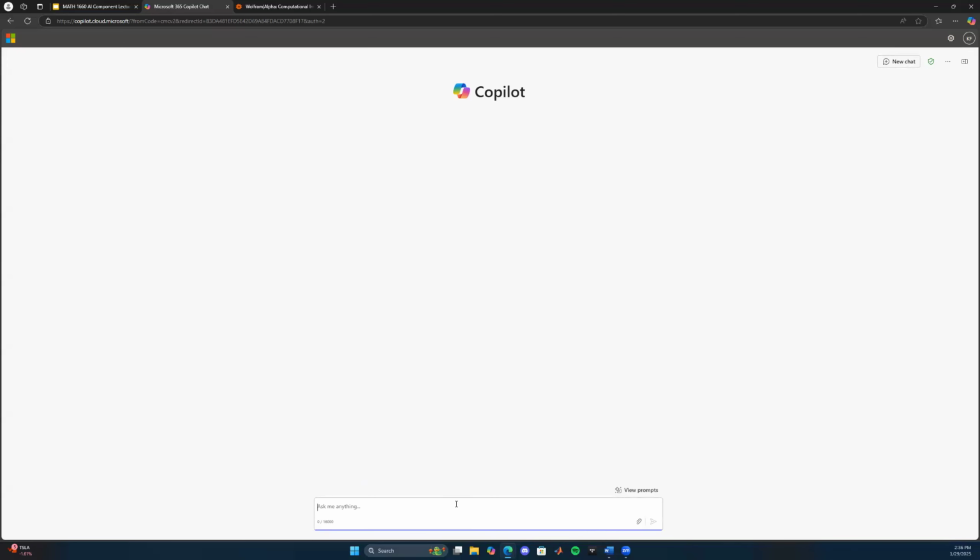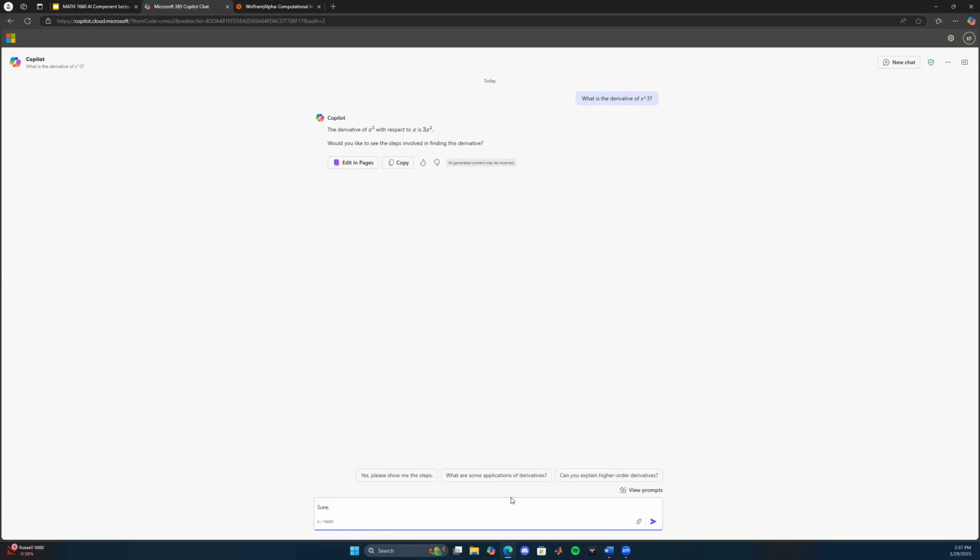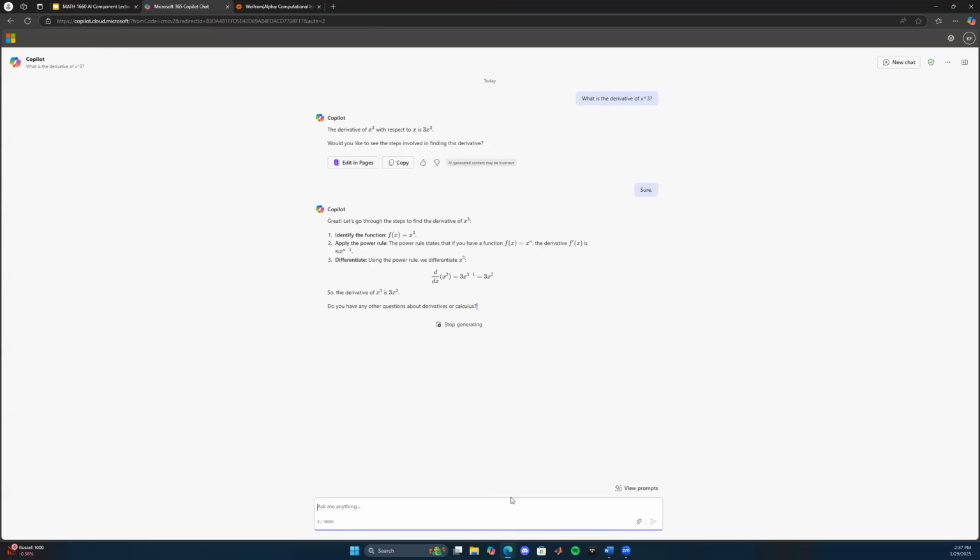Okay, so the capital of Japan is interesting and everything, but we're here to do math. So let's try to get some math problems. How about we try, what is the derivative of x cubed? The derivative of x cubed with respect to x is 3x squared. And it even asks us if we would like to see some steps. Because we're in this chat, we can ask a follow-up question. Let's just say, sure. And it gives us all the steps necessary to find the derivative of x cubed.